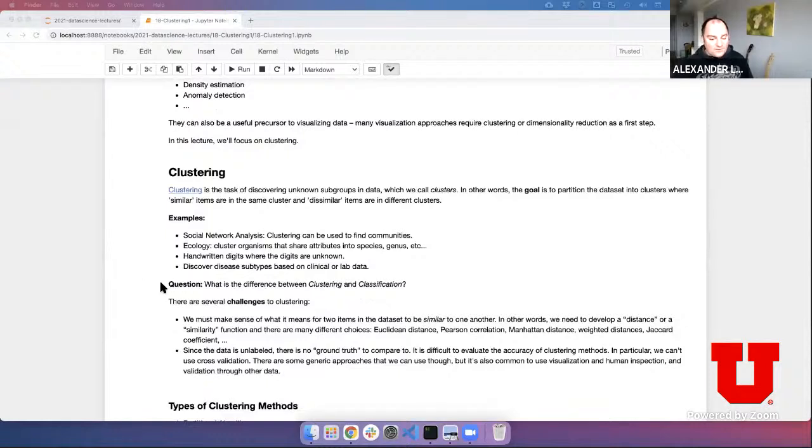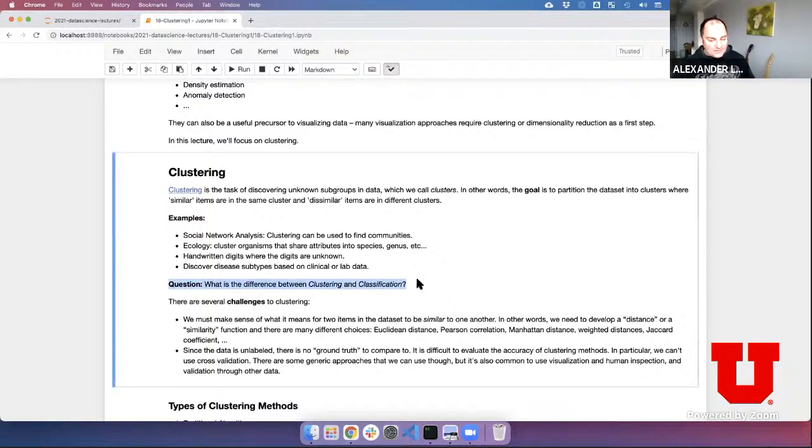So just to make sure that everybody got that, can somebody explain to me now what the difference between clustering and classification is?